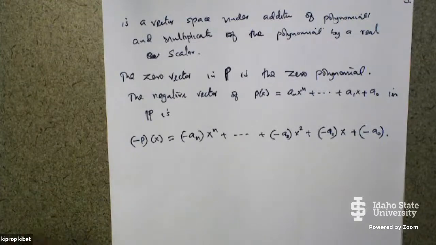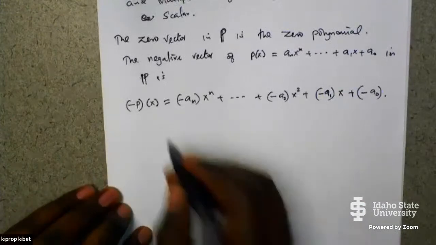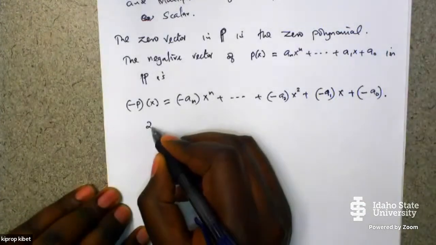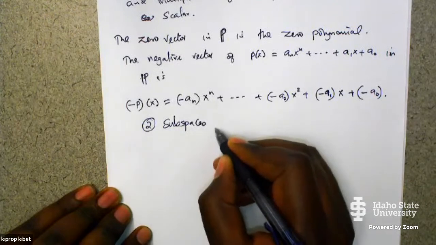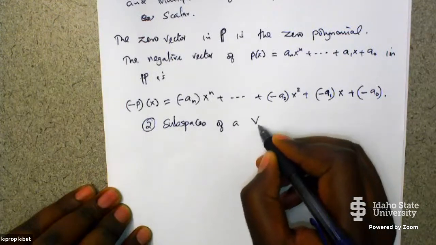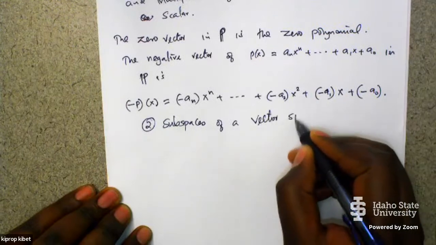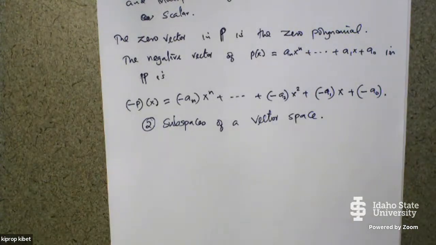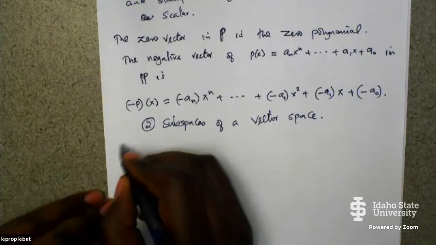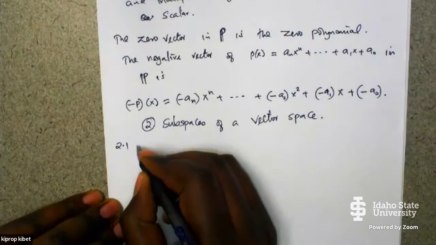Okay, come to the next section here, which is number 2, the subspaces of a vector space. The subspaces of a vector space. I think we had done something on the subspace in the previous section. So let's look at definition 2.1.